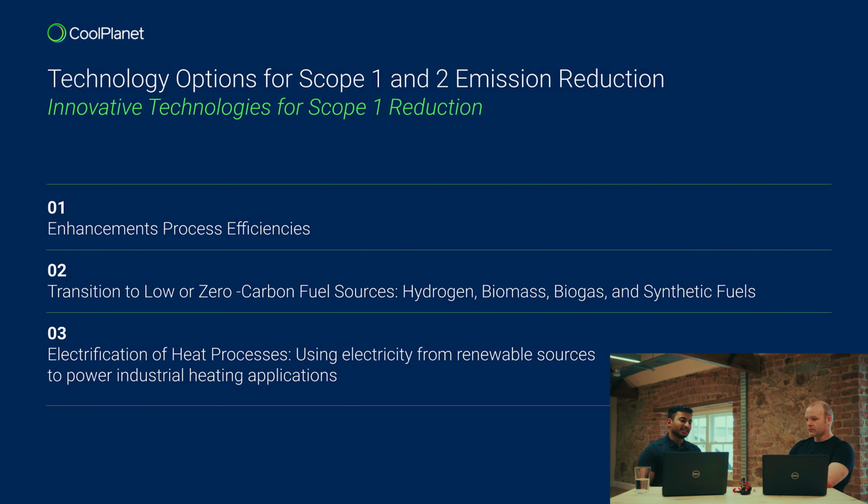Now moving on to the technological options that exist for reducing scope 1 emissions. Some of these innovative or not so innovative technologies would be, the first one would be the enhancement of existing process efficiencies. These are the low hanging fruits and the low capex projects that we can look at, starting with how we are using the energy as of today, and is there an opportunity that exists to reduce that energy usage. The second one, John.